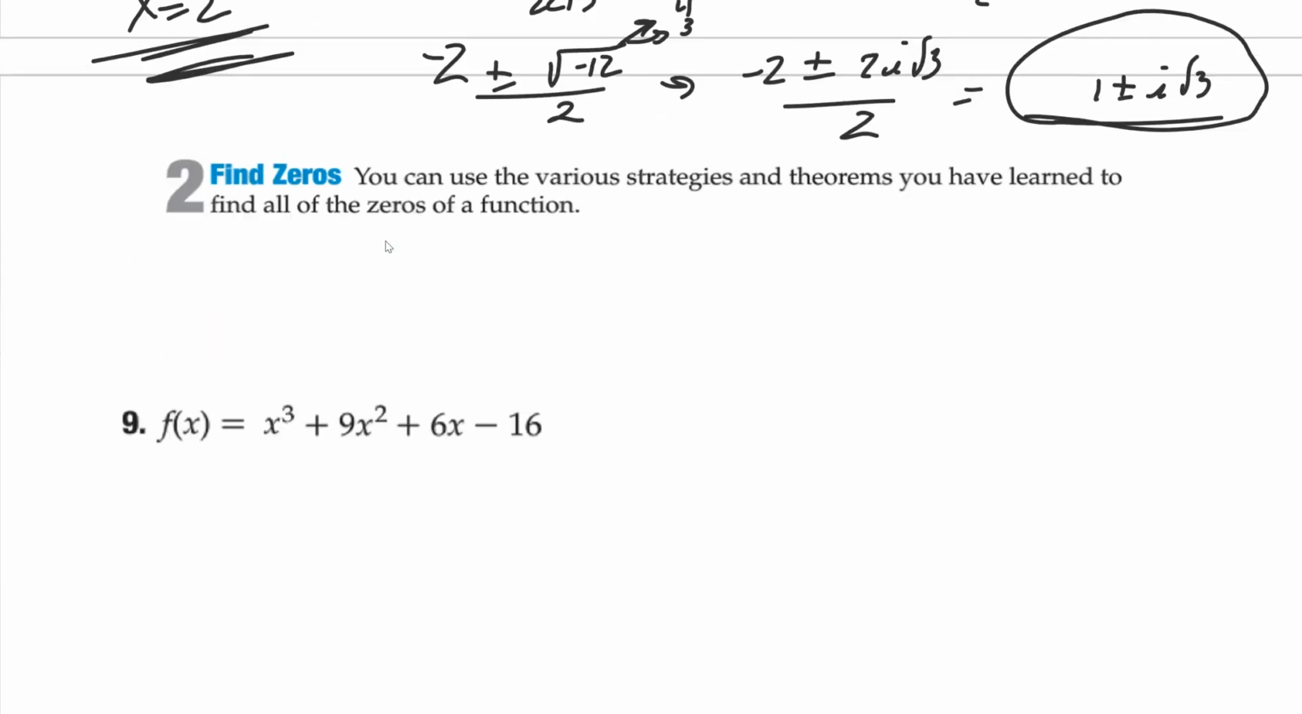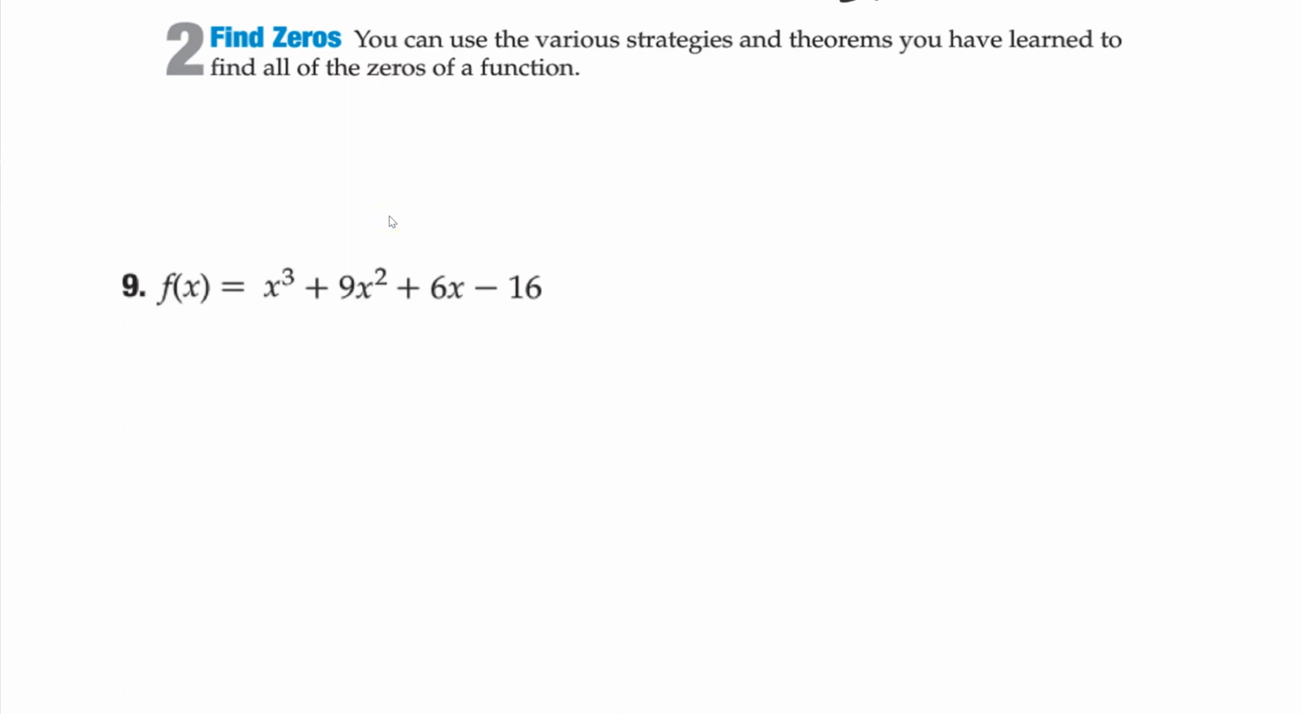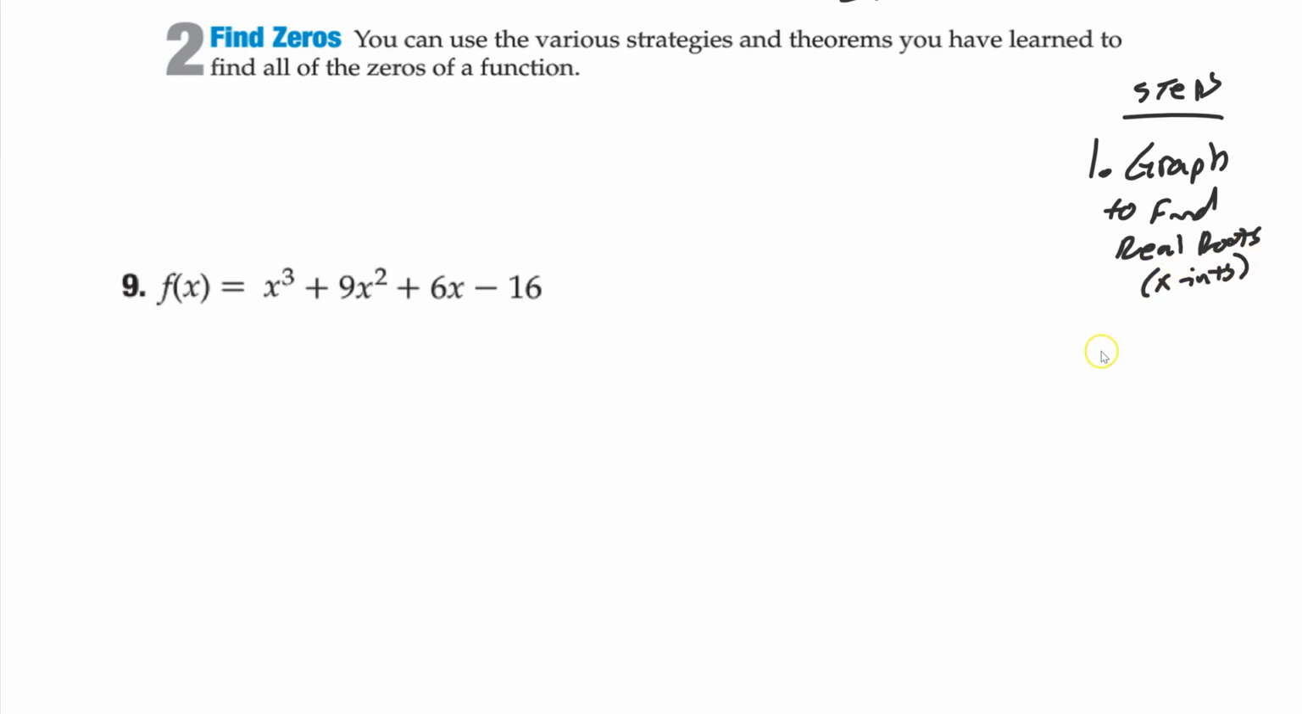So now let's talk about if I give you a generic polynomial I want you to solve. So let's talk about how we're going to go about doing something like this. So steps. 1, we want to graph this on our calculator to find the real roots, which are also known as x-intercepts. Once we do that, we're going to do synthetic division on one of them.